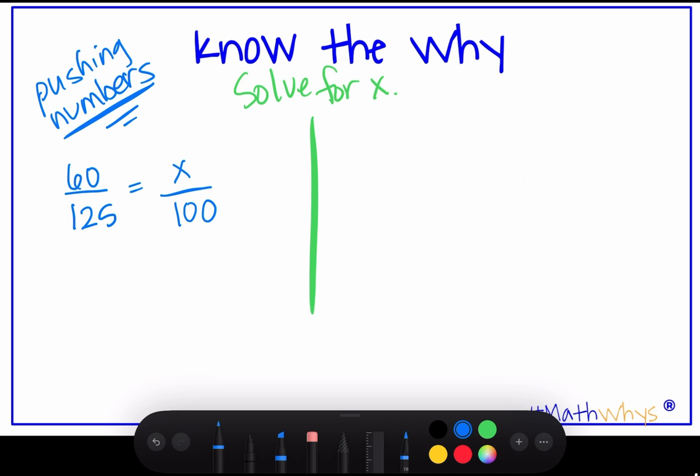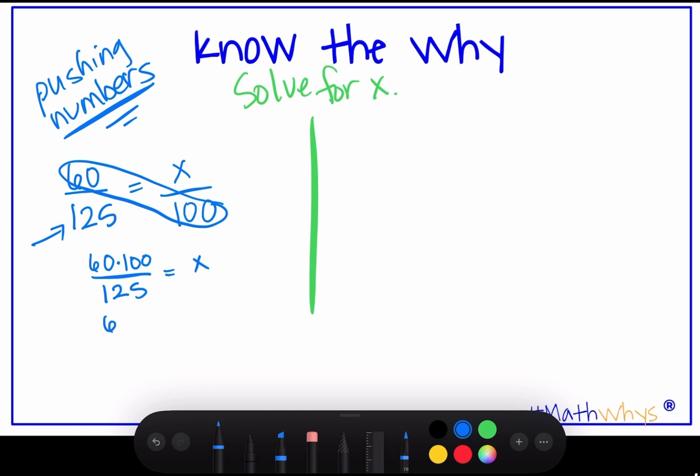So this tells us that we have 125 of something and we want 60 of the 125, and we're trying to figure out what percent that is. So this is how a lot of kids would do this problem, by multiplying 60 and 100, so multiplying that and then dividing by 125. So 60 times 100 and then divide by 125, and that's going to give them the x.